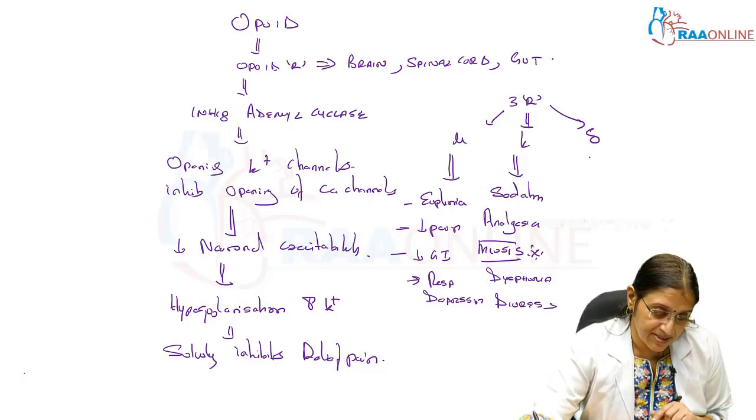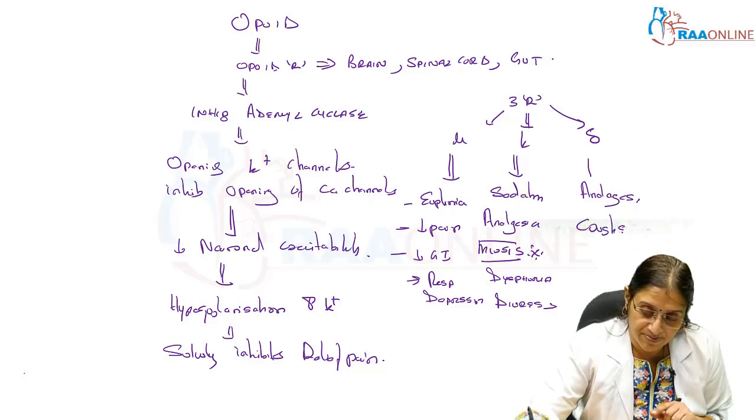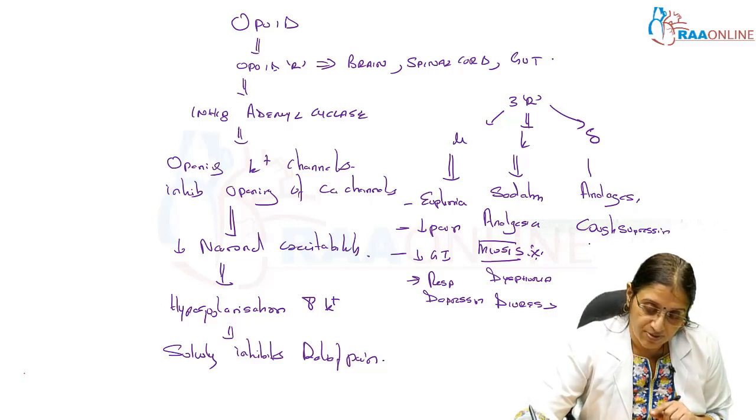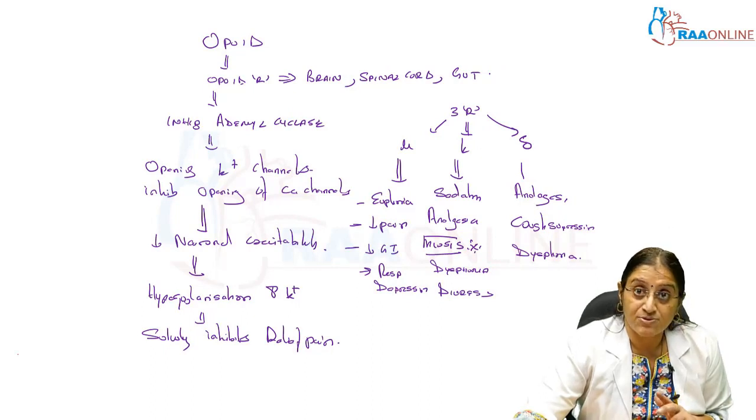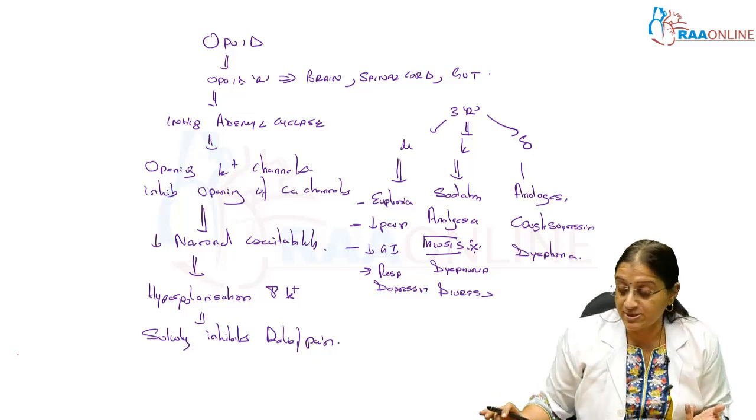The delta receptor, same thing, analgesia. So all three receptors help in analgesia. The delta receptor is involved in cough suppression, and it can also cause dysphoria. Some opioid receptor agonists that we use as cough suppressants are codeine and dextromethorphan. If these are used as cough syrups in pediatrics and there's an overdose, the child may present with opioid poisoning.